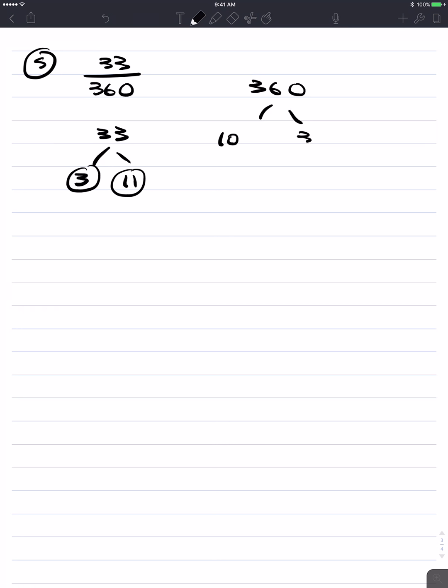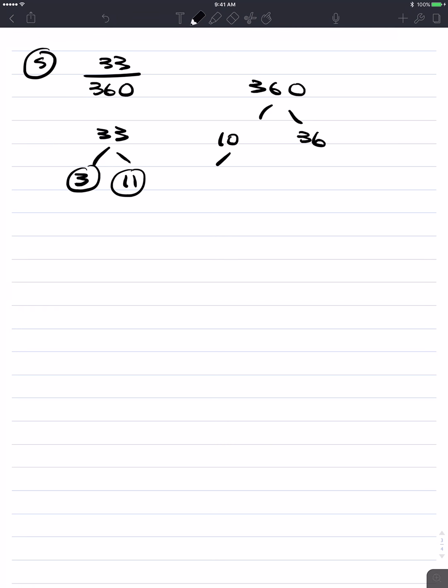Number 5. 33 over 360. Both of these numbers are not prime. I'm going to have to break them down. 33 is written as 3 times 11, 2 primes. 360 is a bigger number. 10 times 36 is 360.